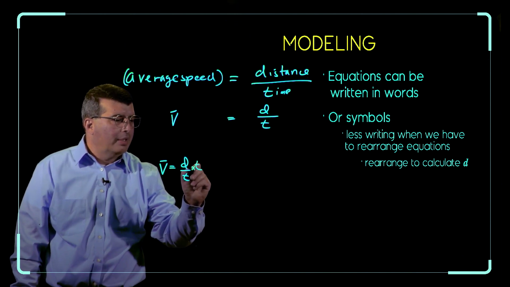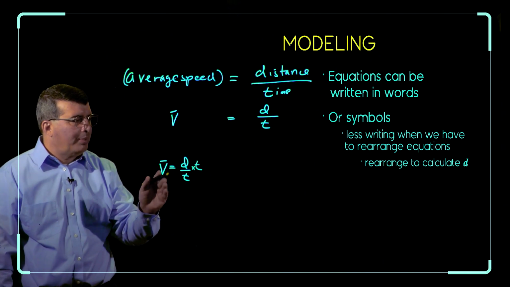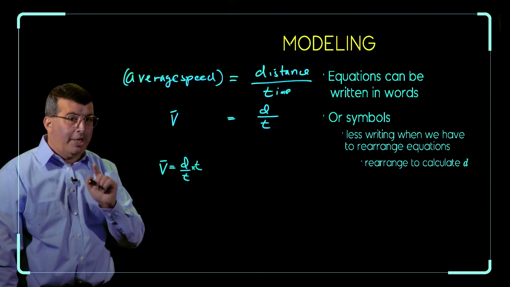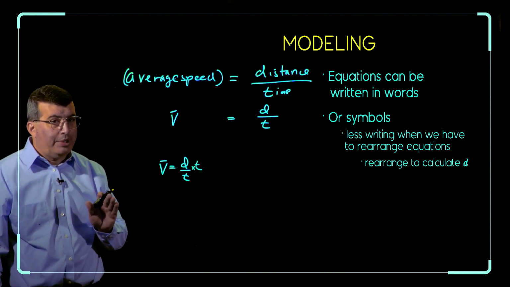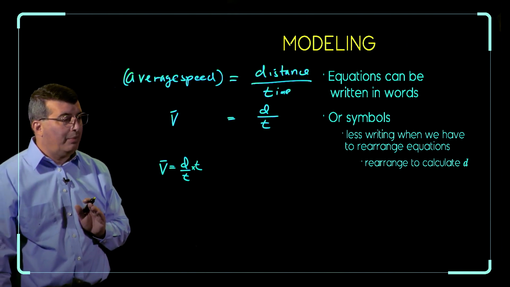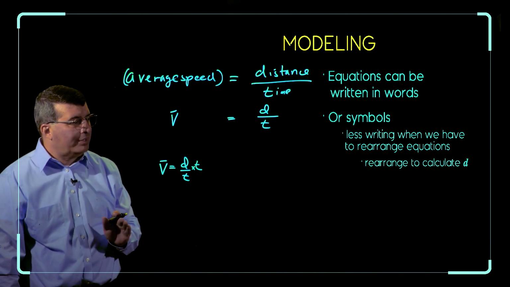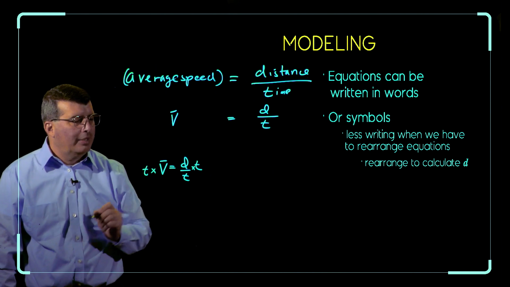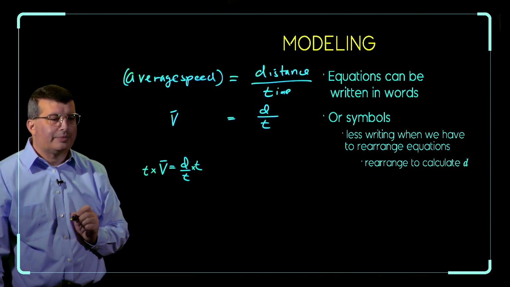Okay? So I multiply by t, then I have a t in the numerator and t in the denominator, but I can't multiply by just one side. Whatever I do to one side, I have to do to both sides of the equation. So if I multiply this side by t, then I have to multiply the other side by t.